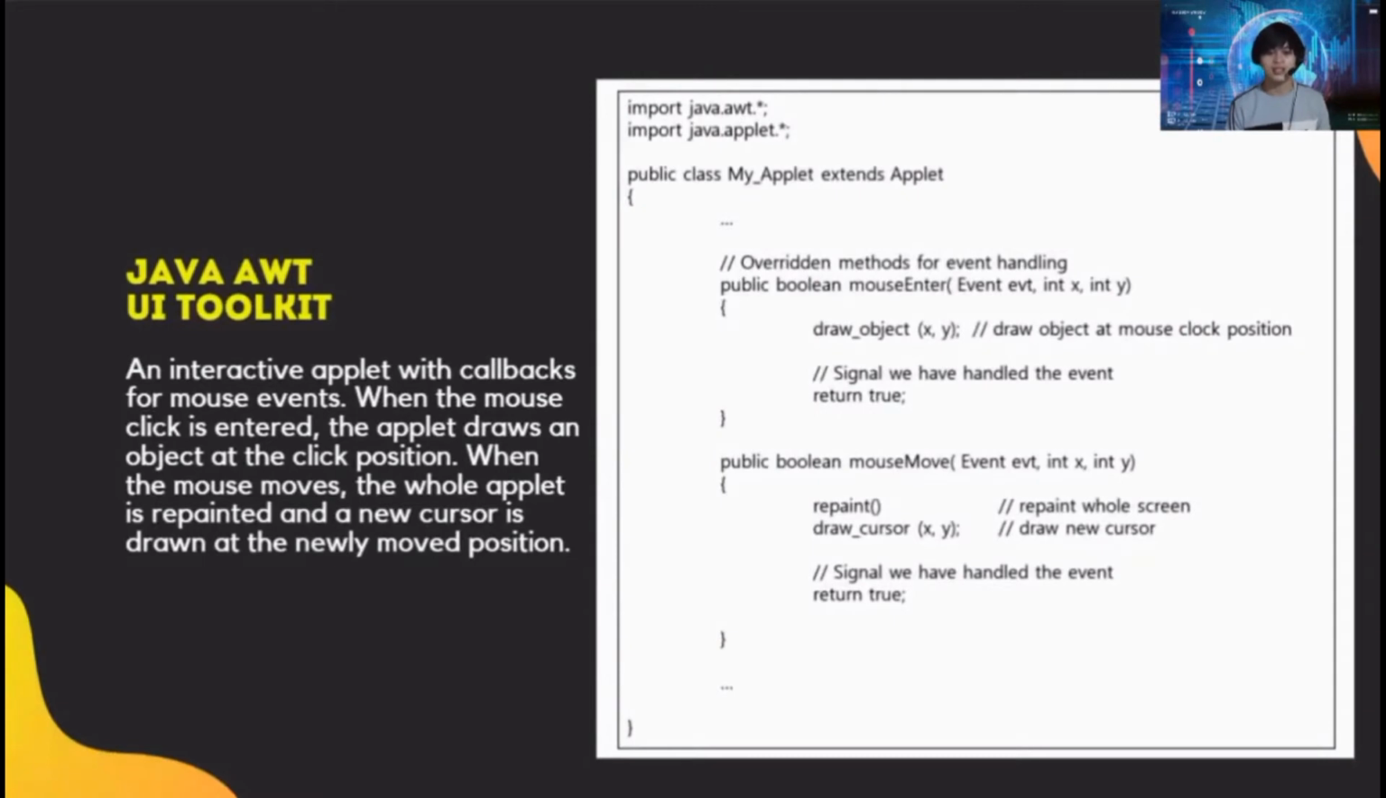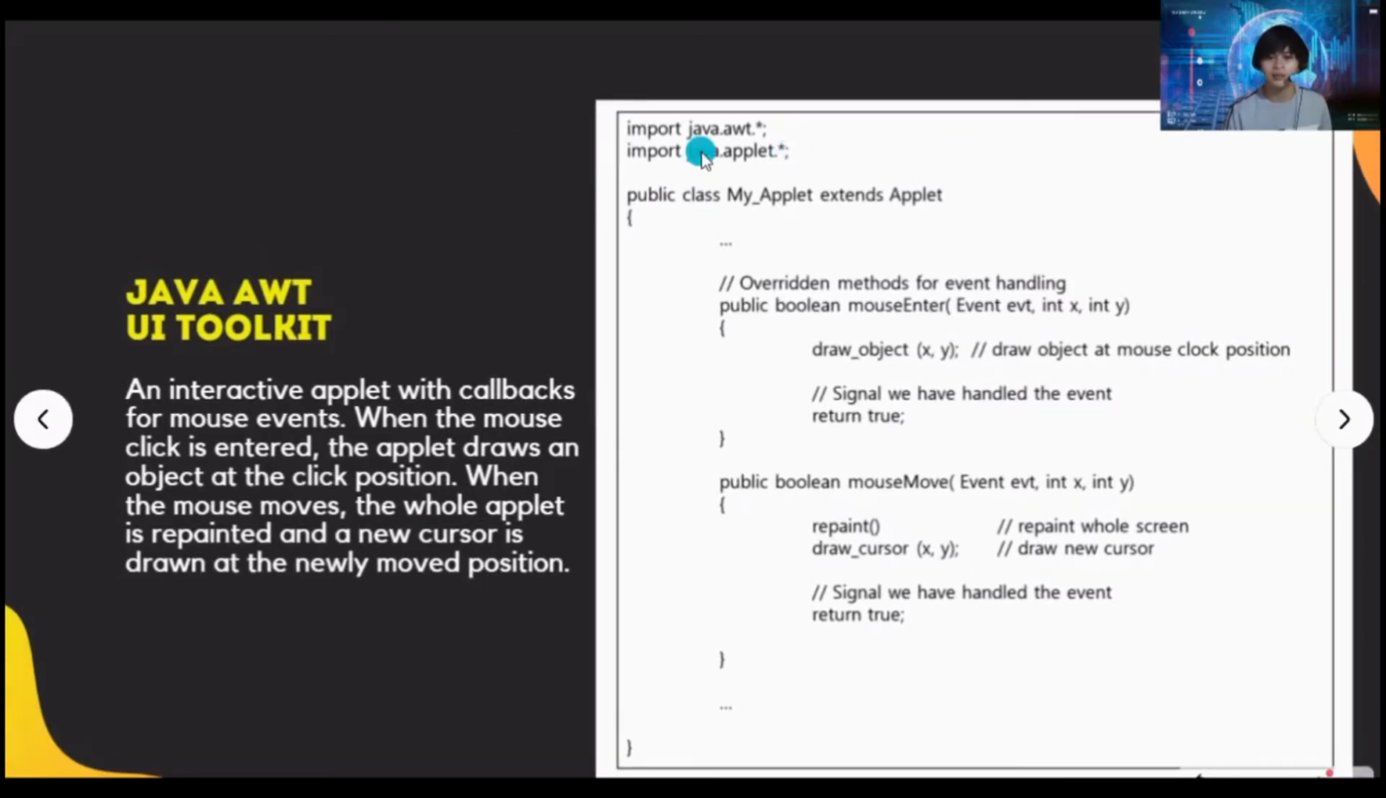This is an example of an interactive applet with callbacks for mouse events. When the mouse click is entered, the applet draws an object at the click position. When the mouse moves, the whole applet is repainted and a new cursor is drawn at the newly moved position. This is how it happens. As you can see, in our first and second line, we import the Java AWT. Asterisk means all libraries from the AWT, and we also import the Java applet.